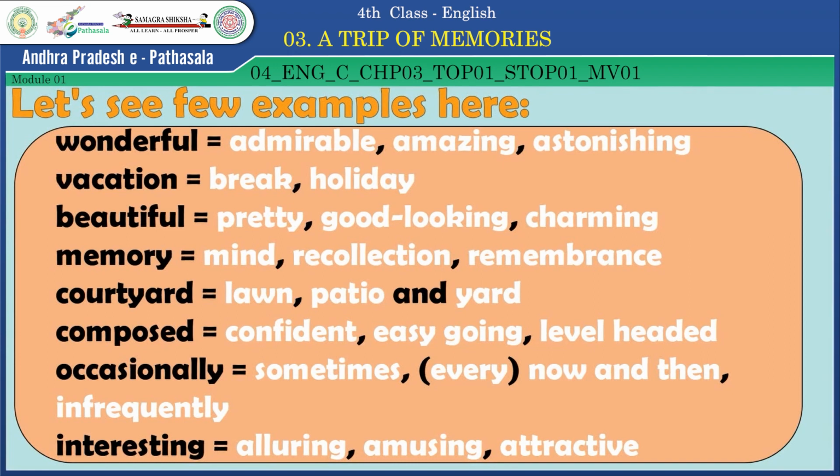Next one. Beautiful, pretty, good looking, charming. Next one. Memory, mind, recollection, remembrance. The next one is courtyard, lawn, patio, and yard. The next one is composed, confident, easygoing, level-headed. The next one is occasionally, sometimes, every now and then, infrequently. Last one is interesting, alluring, amusing, attractive. Let's go further.